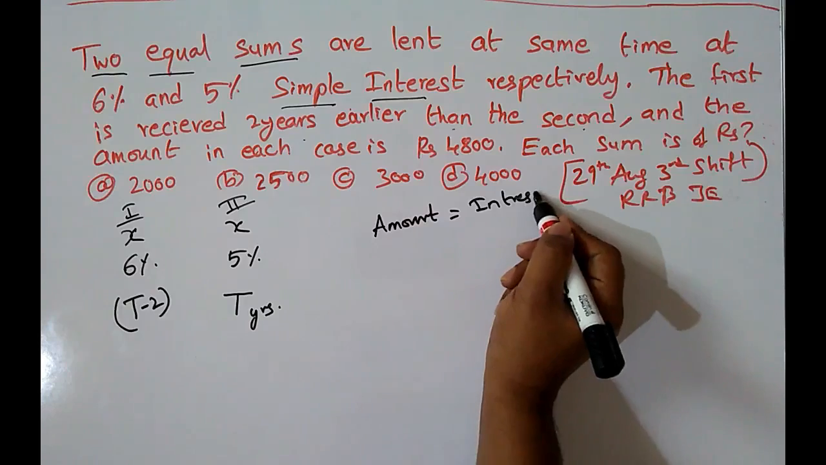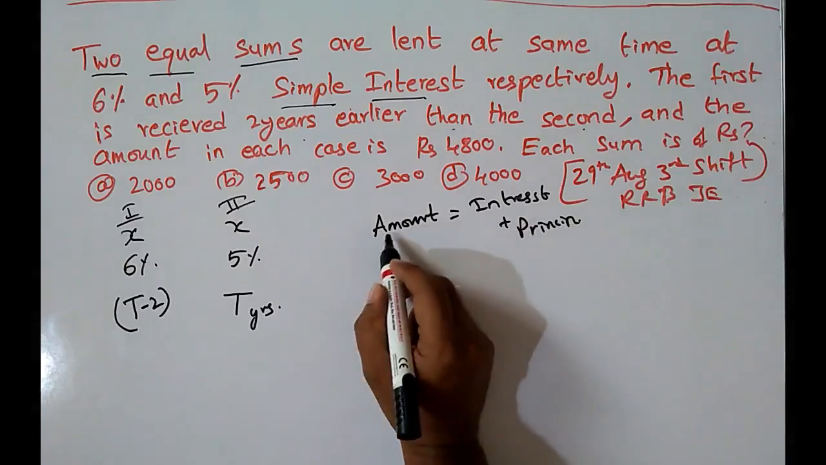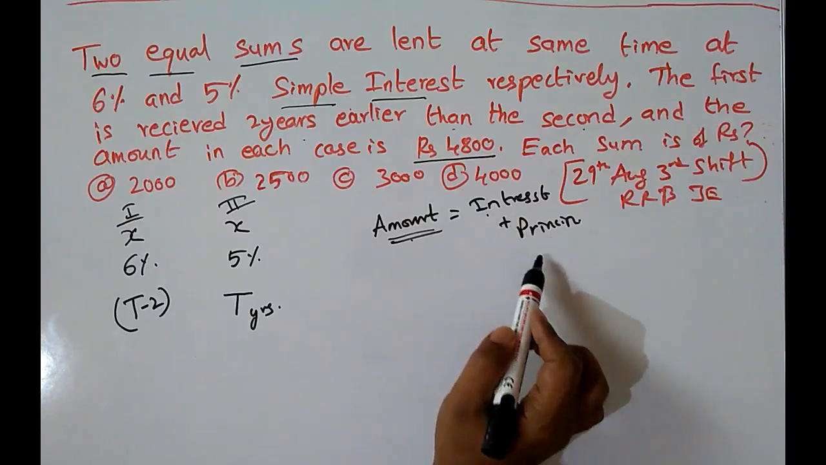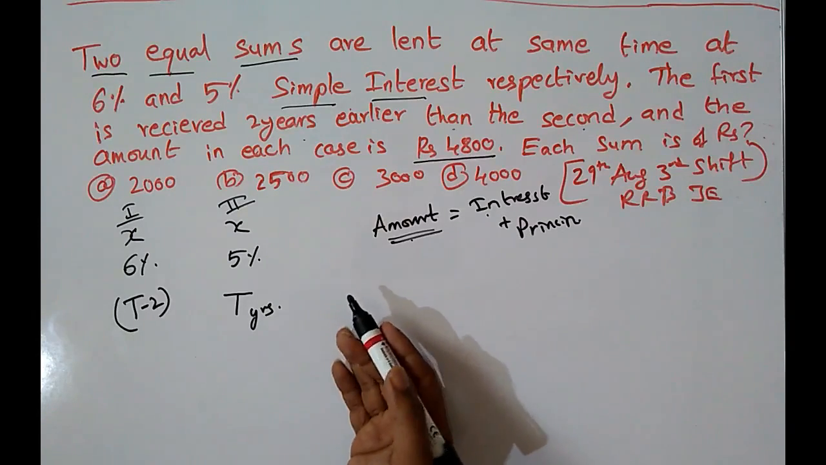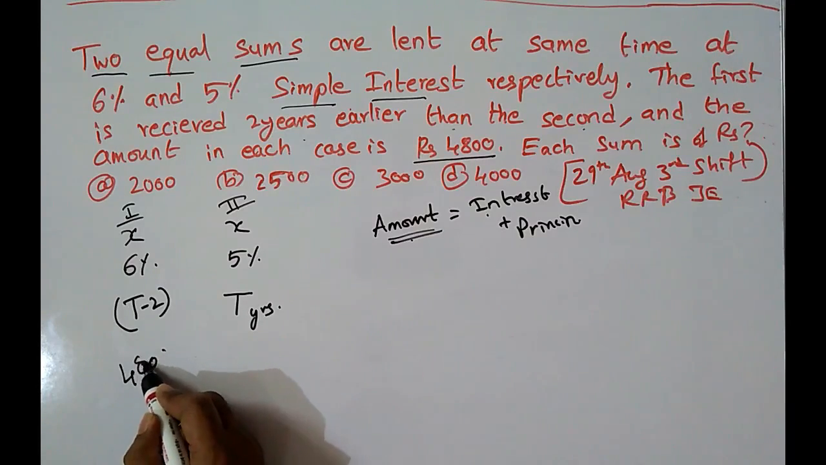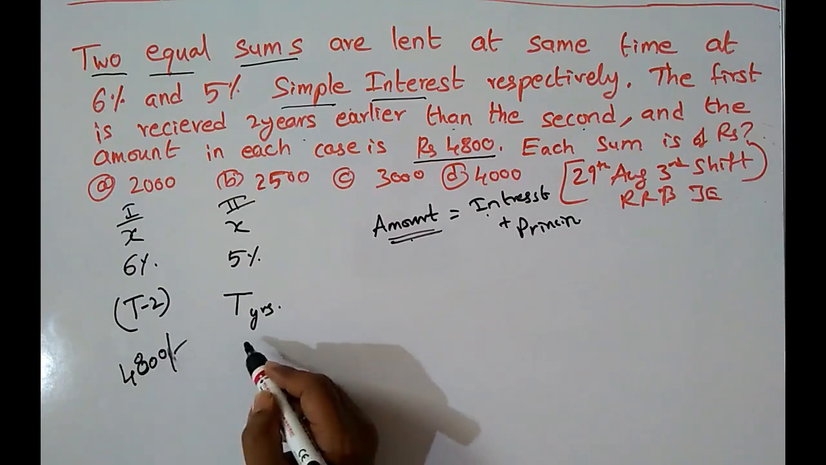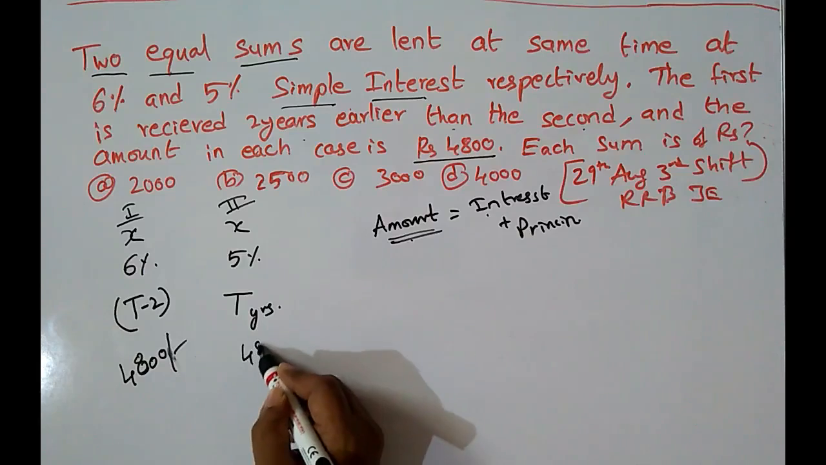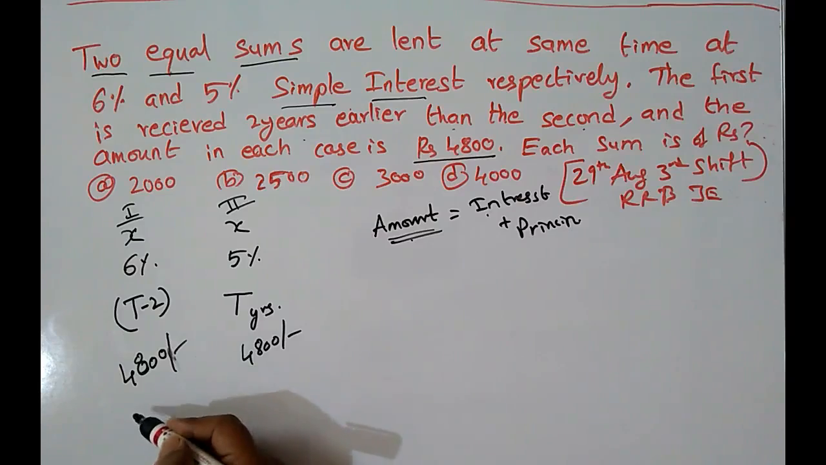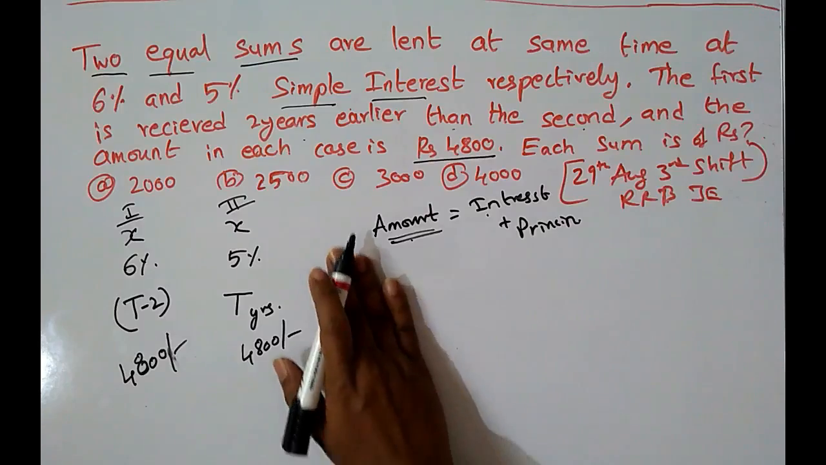Amount is not interest; instead, amount is interest plus principal. Here he is talking about amount, in the sense that amount is interest plus principal. After the time is completed, he has received 4,800 from the first sum and 4,800 from the second sum, including the interest and principal. Okay friends, we will see how to do it.